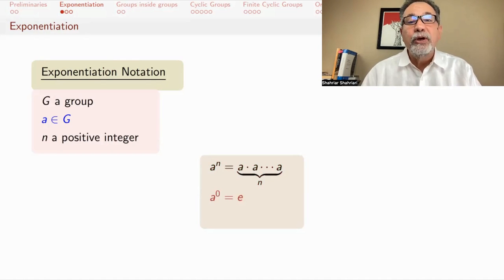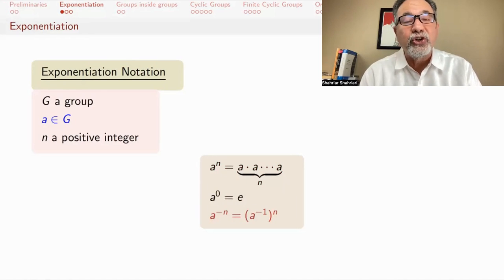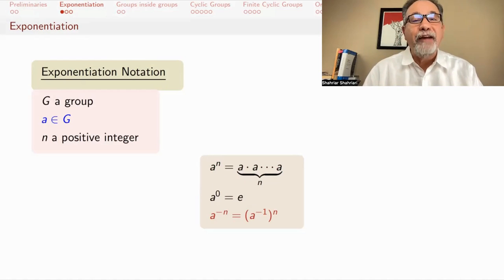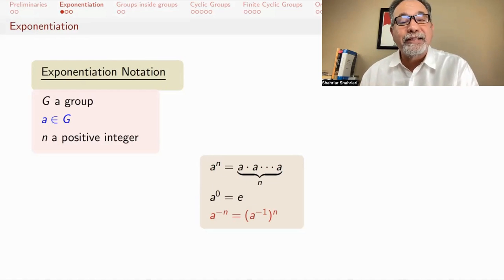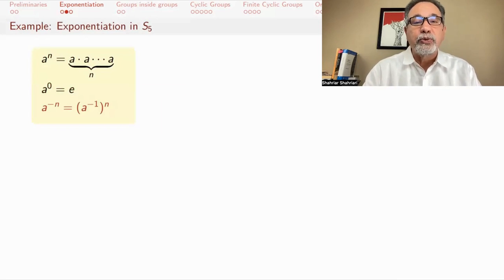A to the 0 is always going to denote identity. And if I have A to a negative integer, that means A inverse to the positive power. A to the negative 5 means A inverse multiplied by itself 5 times. Let me repeat myself. A to the n means multiply A by itself n times. A to 0 is identity, and A to the minus n is A to the minus 1 to the n.